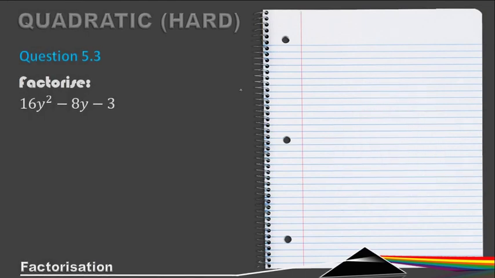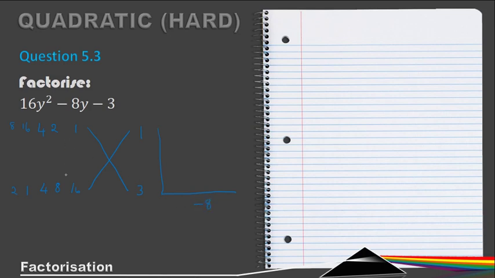Now for question 5.3, here we have 16y squared minus 8y minus 3. We start off with the first method where we list our factors. First of 16, we've got 1 times 16, 2 times 8, and 4 times 4. And on this side, we have 1 times 3. So one of these we need to swap around. So let's swap this side around. We also have 16 and 1, and 8 and 2. And then we want to get minus 8.